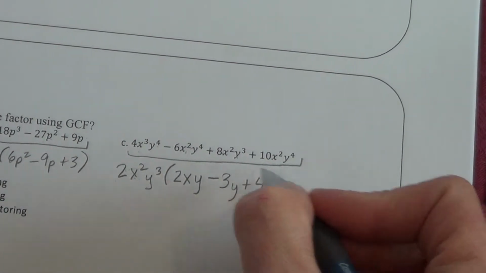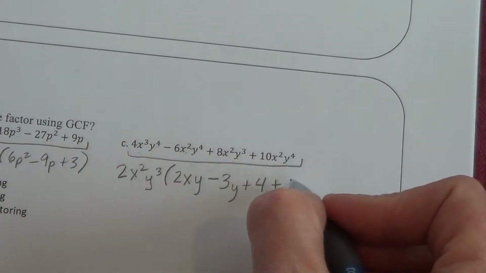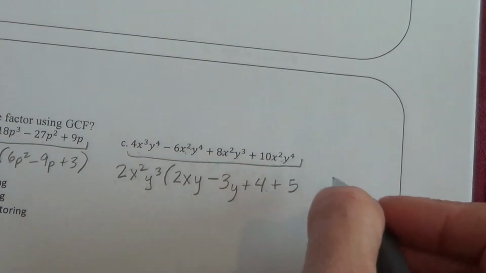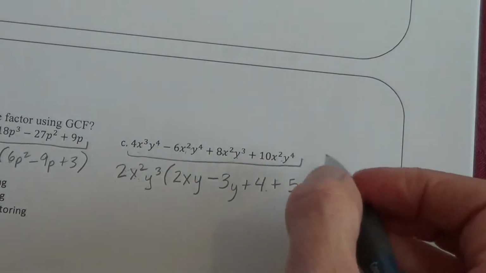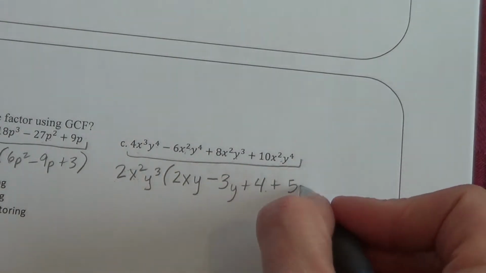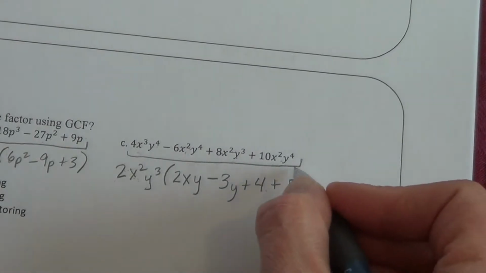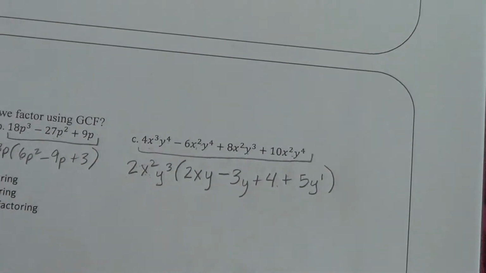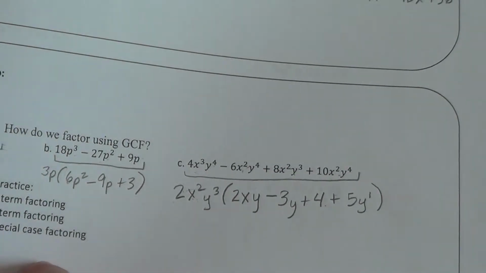Last one. 2 goes into 10 5 times. X squared into x squared once. We don't need to put that. Y cubed into y to the fourth. We only need one more. And there's our answer. That's GCF factoring.